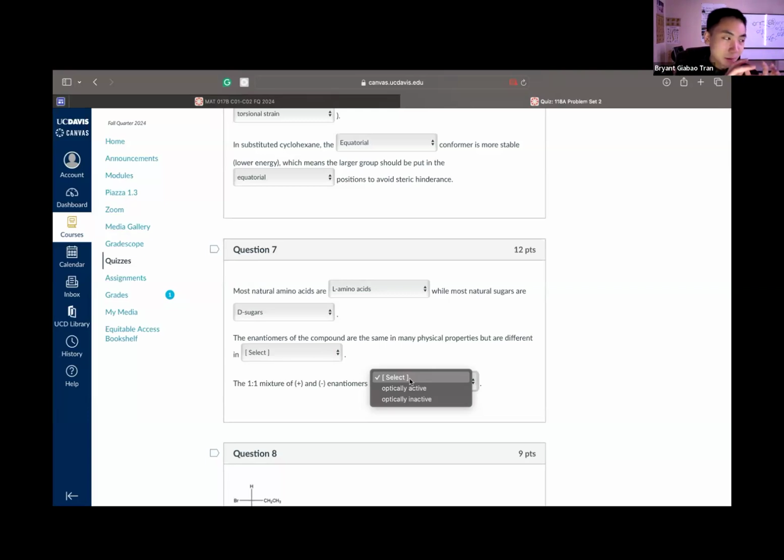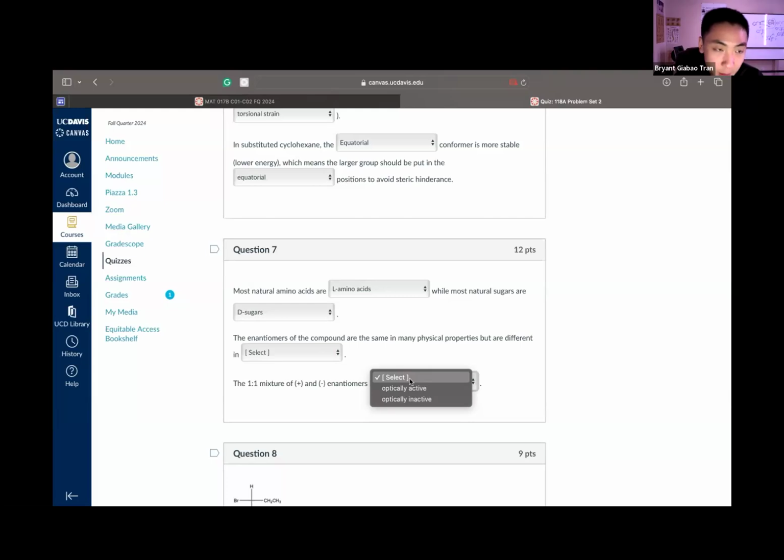The car is not going to go right or left because it's going to stay still, right? The forces add up to 0, so nothing's going to change at the wheel, making them optically inactive because they add up to 0. One is going left and one is going right, so they cancel each other out. Oh, okay, that makes sense.